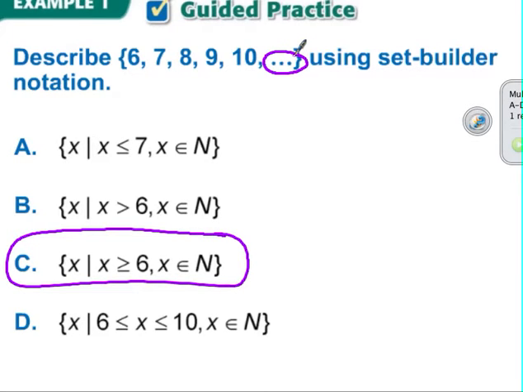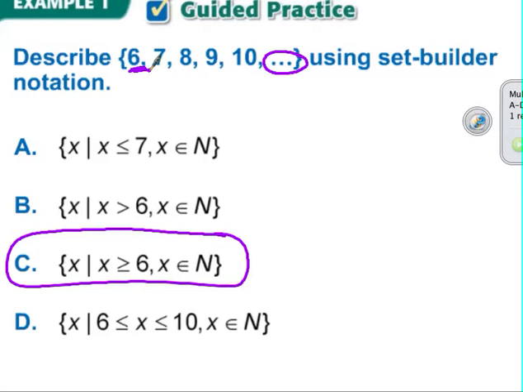Dot, dot, dot. Dot, dot, dot means you keep going. So we're referring to 11, 12, 13, 14, 15, and it keeps going on forever and ever. So that's why we're dealing with x is greater than or equal to 6. Now why it is not greater than is because 6 is included. Okay, so x is greater than or equal to 6, and x is an element of the natural numbers.